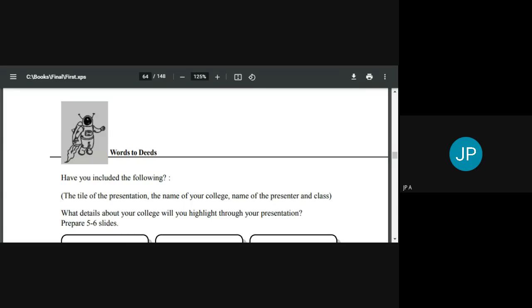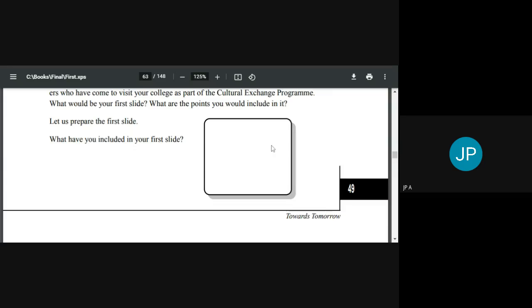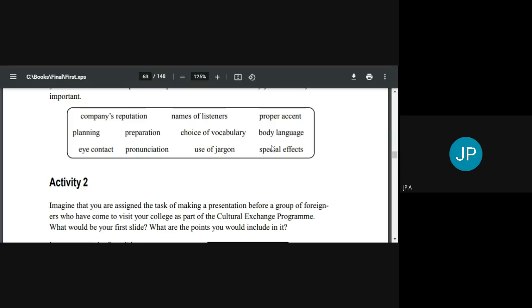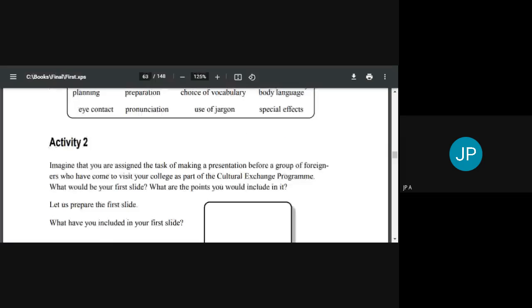So we are actually presenting about our college. So that is the task for us. The question says that we have to present about, isn't it? So we are making a presentation of our college to foreigners. Okay, so people have come from other countries, they have come to our college, so we are actually making a presentation of our college before them. Okay, so what are the other slides that we can include?